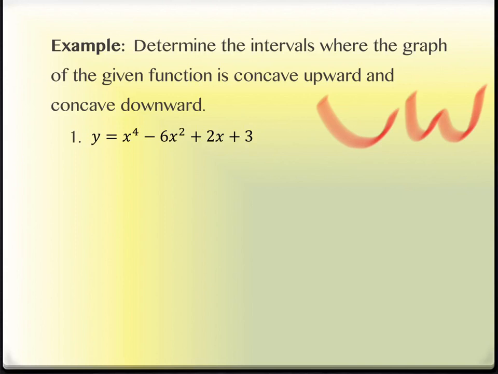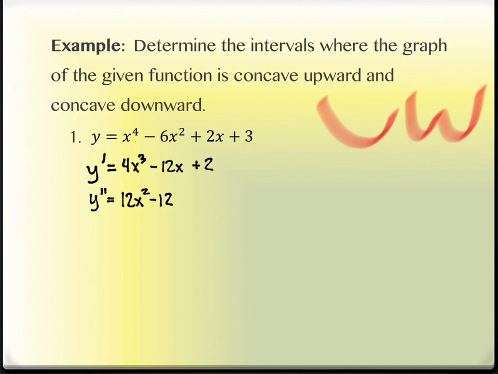So let's actually do the calculus for this. We're going to take two derivatives. What is the first derivative of x to the fourth minus 6x squared plus 2x plus 3? 4x to the third minus 12x plus 2. Everybody good with that? Then we're going to do it again. This one's not bad to take a second derivative of. Some of them are not so friendly. What's the derivative of the derivative? 12x squared minus 12. Okay?